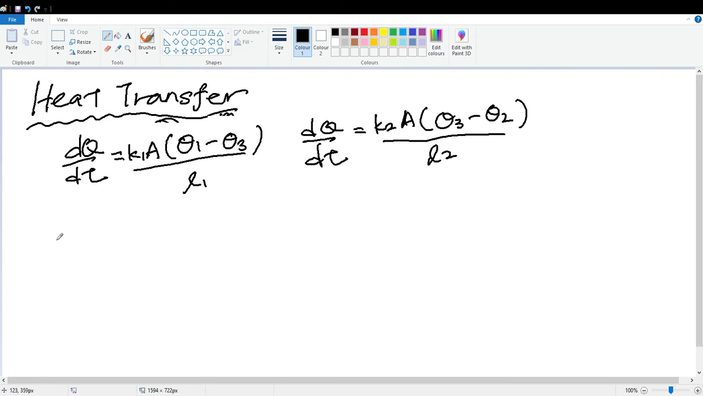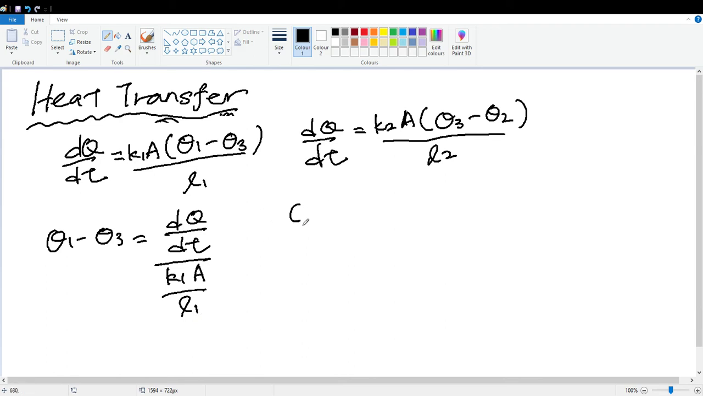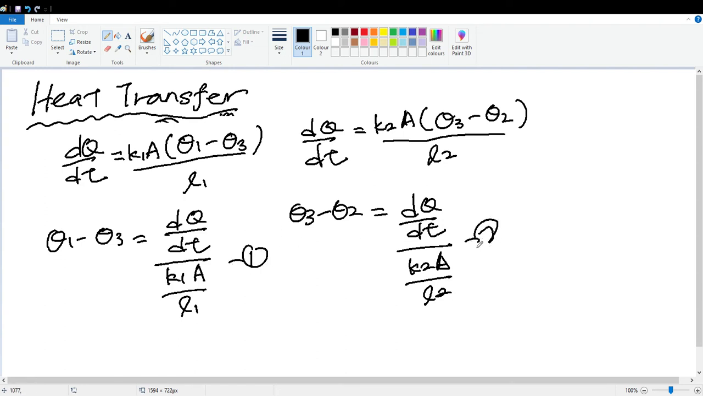So theta 1 minus theta 3 is equal to dq over dt. So I derive it in the form of the thermal resistance. So theta 3 minus theta 2 is equal to dq over dt over K2A over L2. So this is the first equation and this is the second equation.